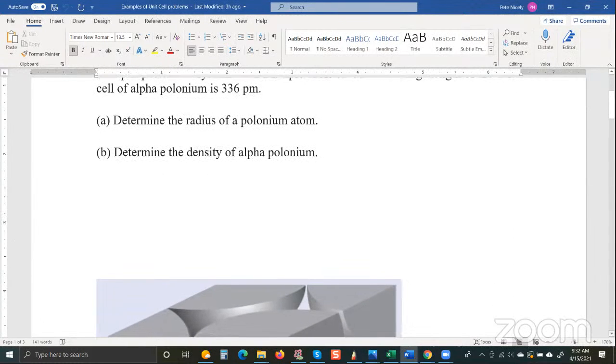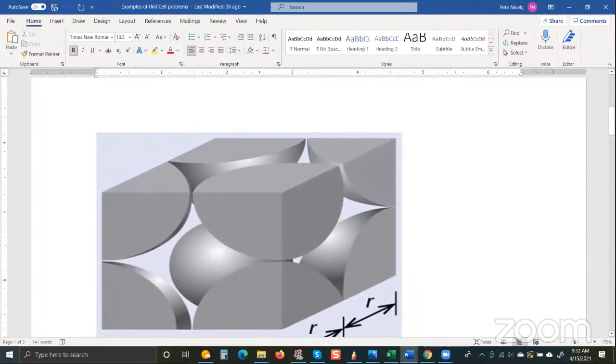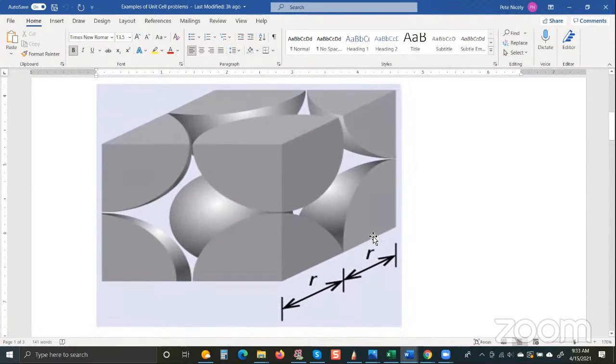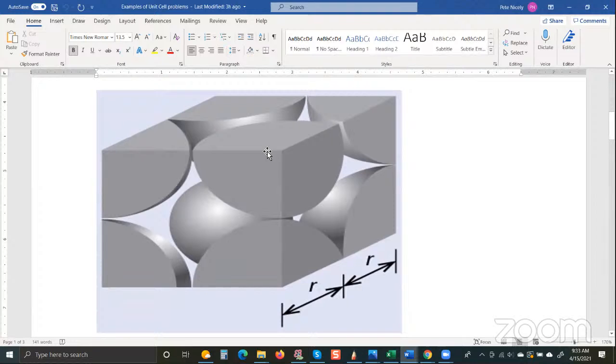All right. Now, to help us, I included this diagram here, which shows you what the simple cubic three-dimensional shape looks like, or the cubic arrangement of the atoms in a cubic cell, right? So basically you have one atom occupying each corner of that cell, all right?